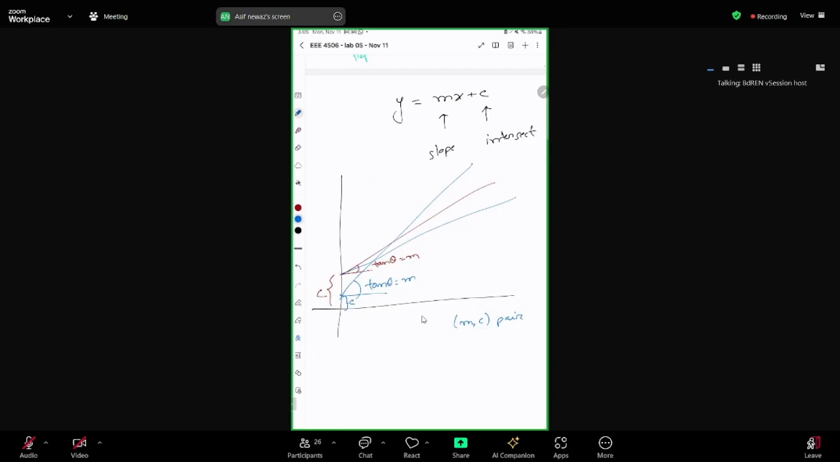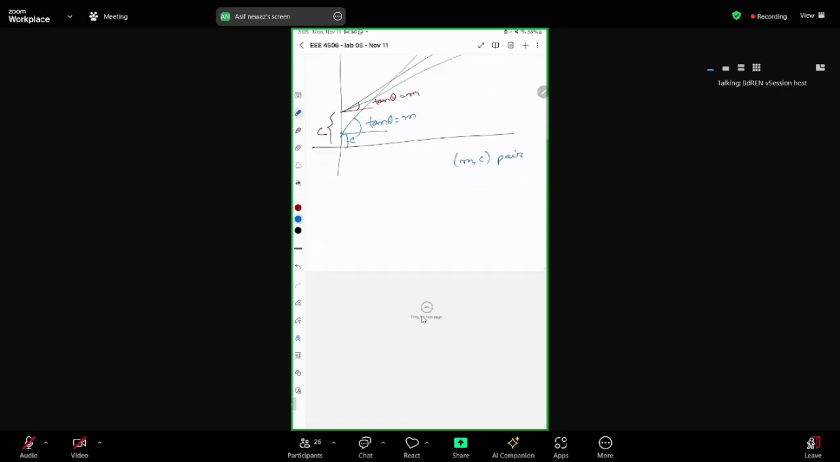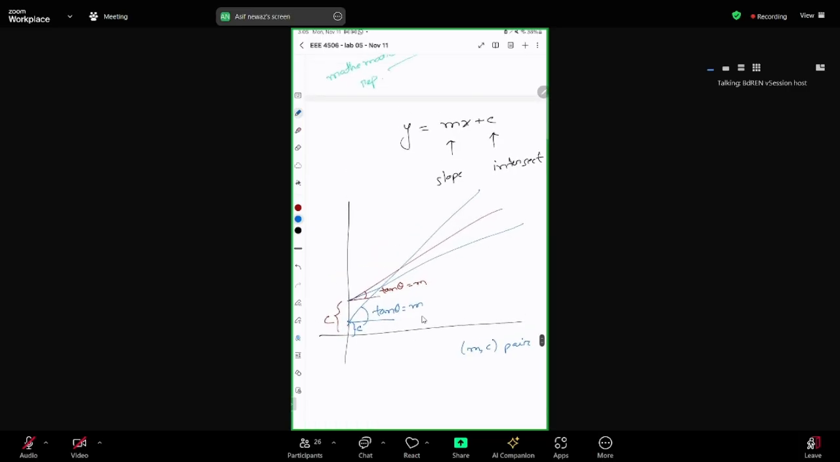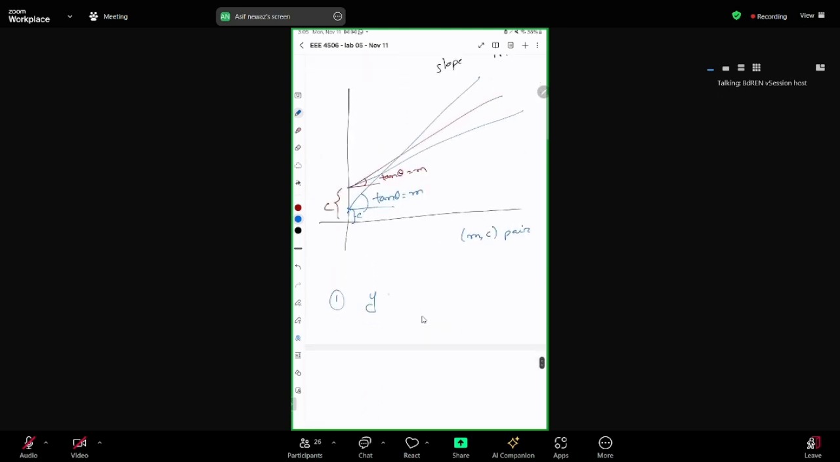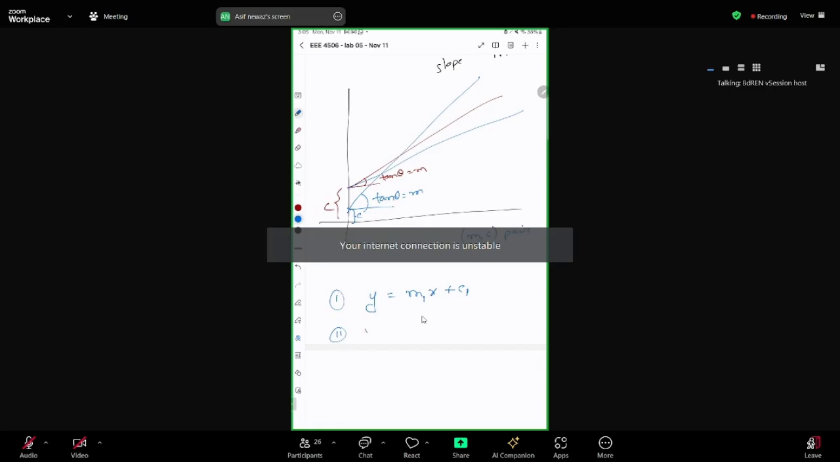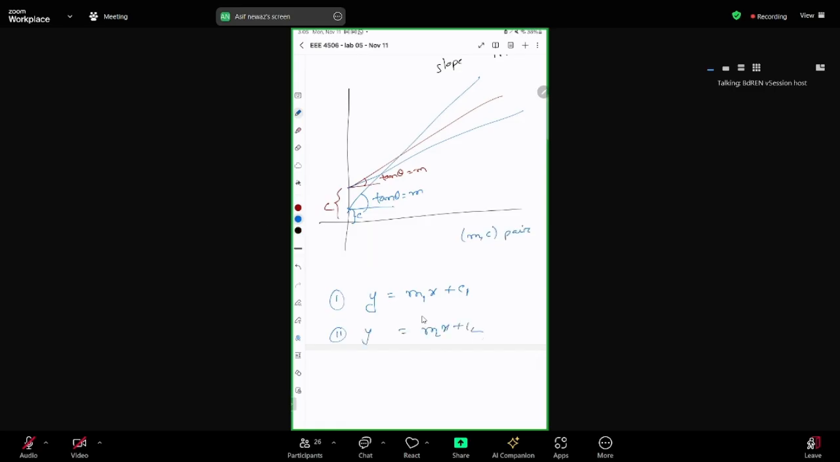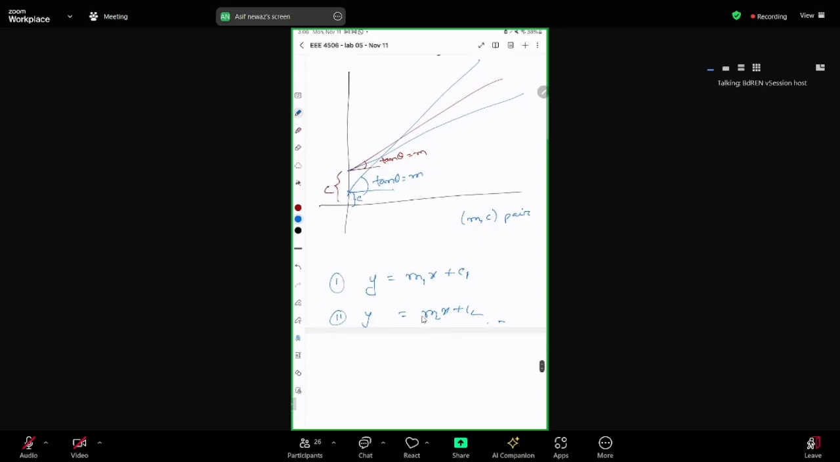Okay, so that is the equation of the line. If we draw lines, we can see every one of them will have a distinct pair like this. Based on that, we can represent a line. Let's say line 1 is y equals m1x plus c1. Line 2 is y equals m2x plus c2, like this. Every line will have different values of m and c, and we have to find the line that is the best fit. Okay, so that is the representation of the line.